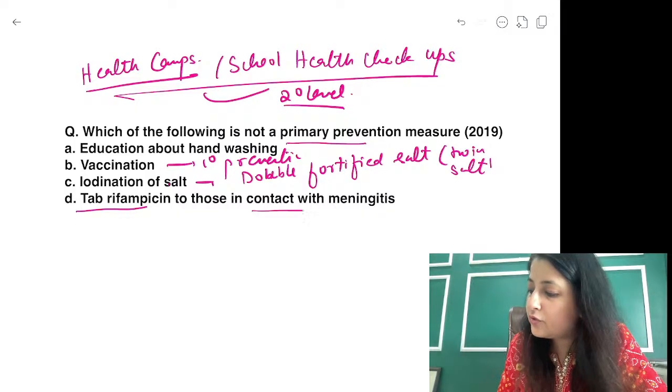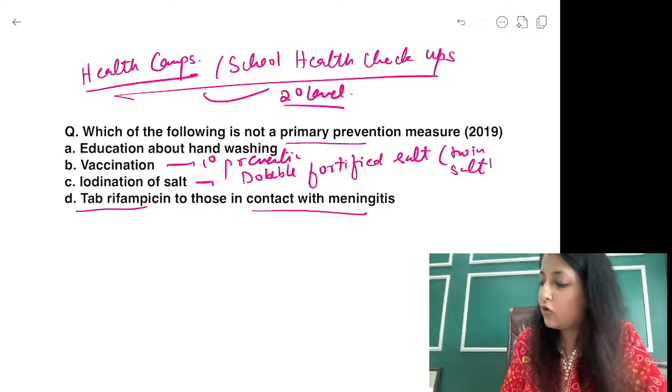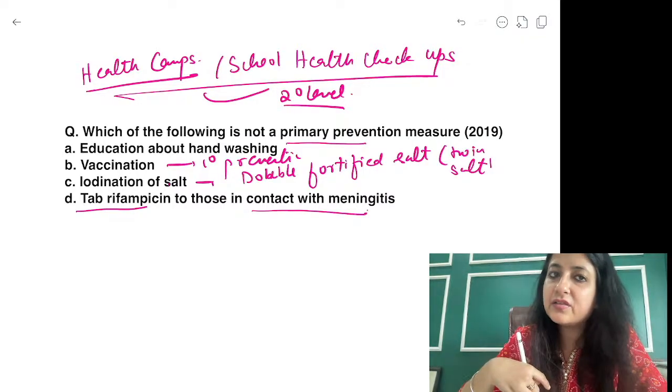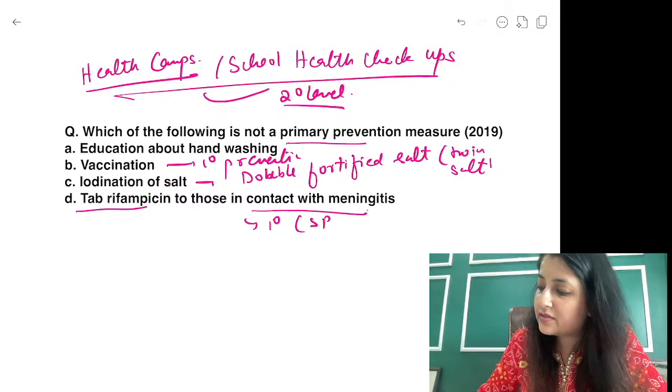I just told you, any contact of leprosy, take rifampicin, contact of meningitis. So the person who has meningitis is a risk factor for me, so I'm taking rifampicin so that I do not develop it. Again, this is primary prevention, specific protection.